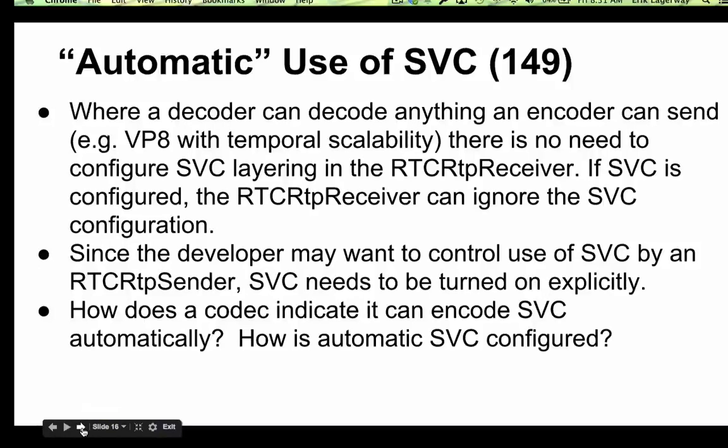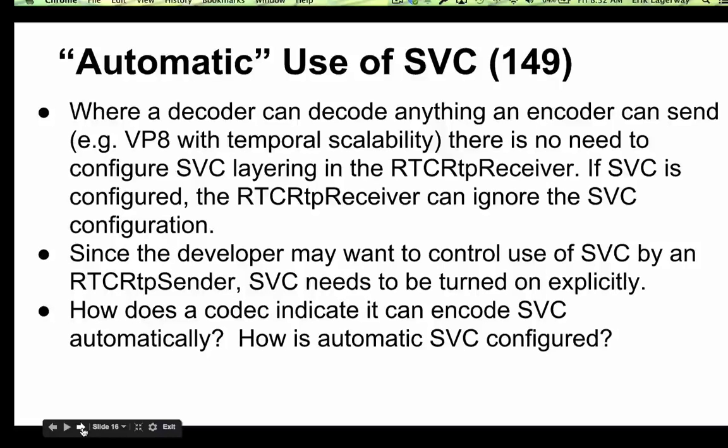And that means that if SVC is configured, then basically the receiver can ignore it. It doesn't really matter. There's nothing it needs to know from that configuration. So it's essentially not needed and vestigial. But then the question is, what about the encoder? We discussed that, and people said you really should turn on SVC explicitly. If the codec can either do it or not do it, like VP8, it shouldn't just happen, because it has potentially some additional overhead. And so it does need to be turned on explicitly.